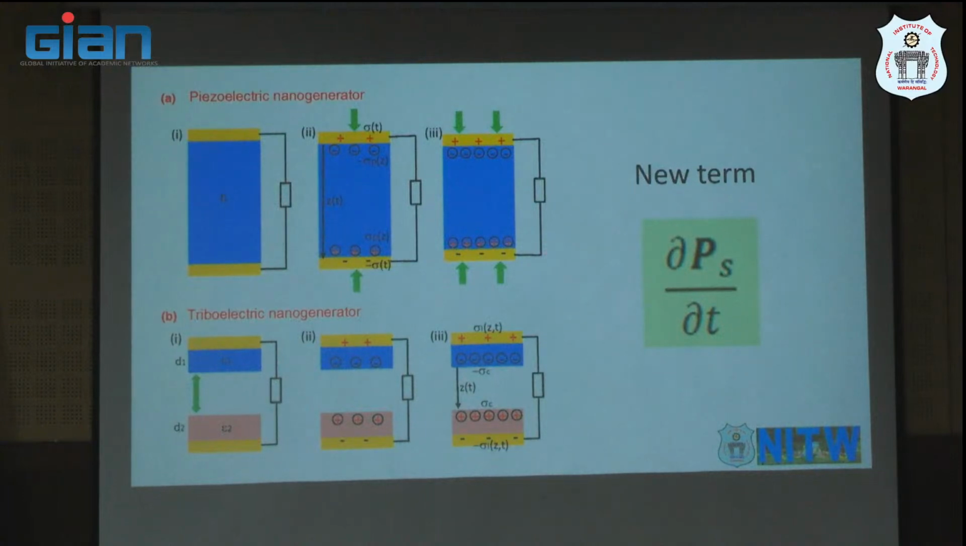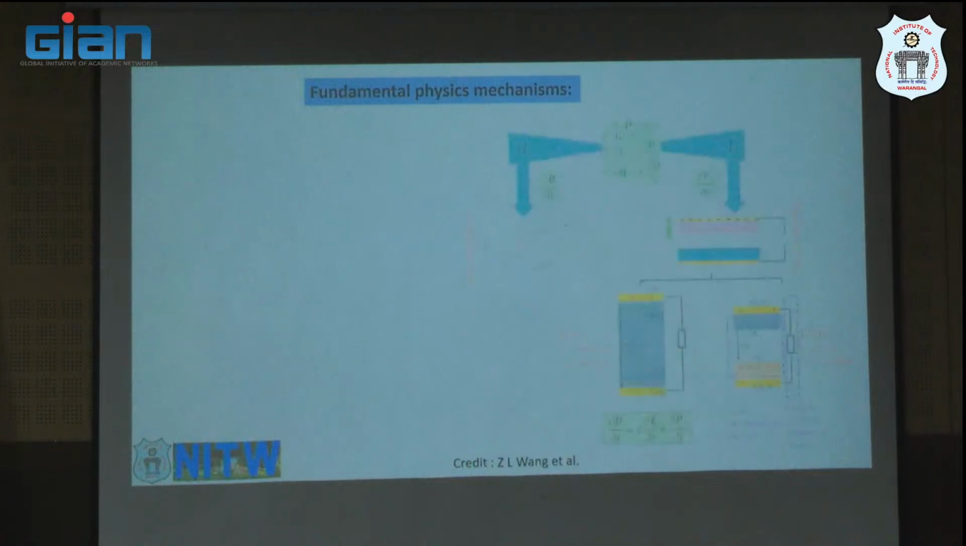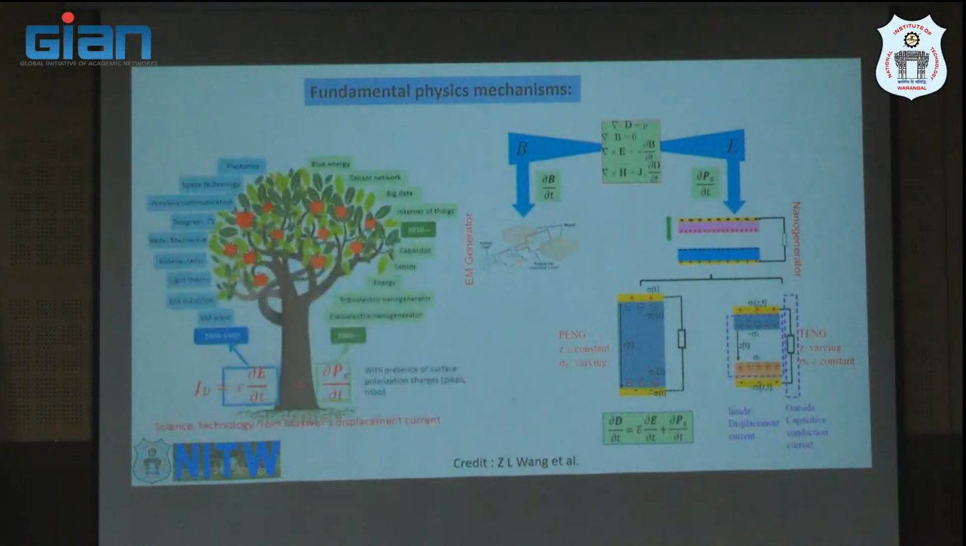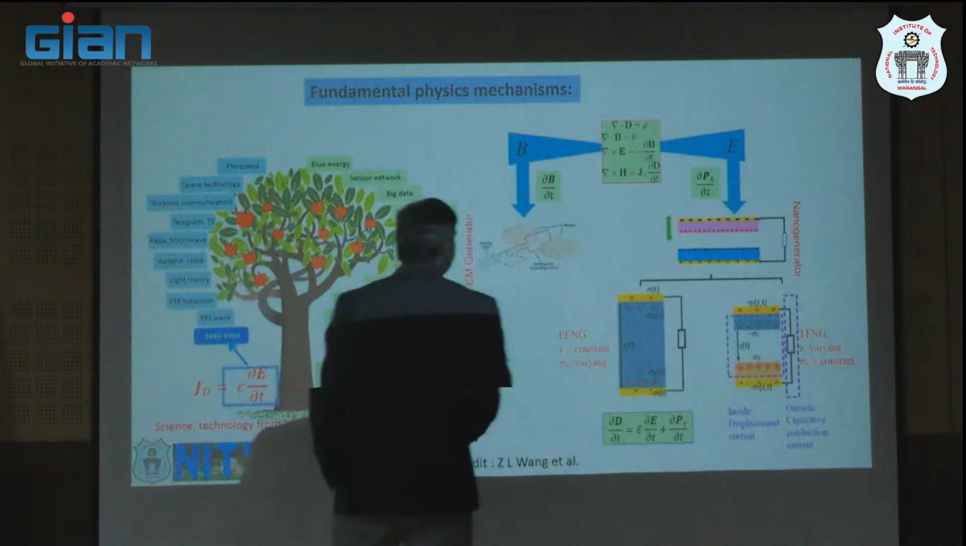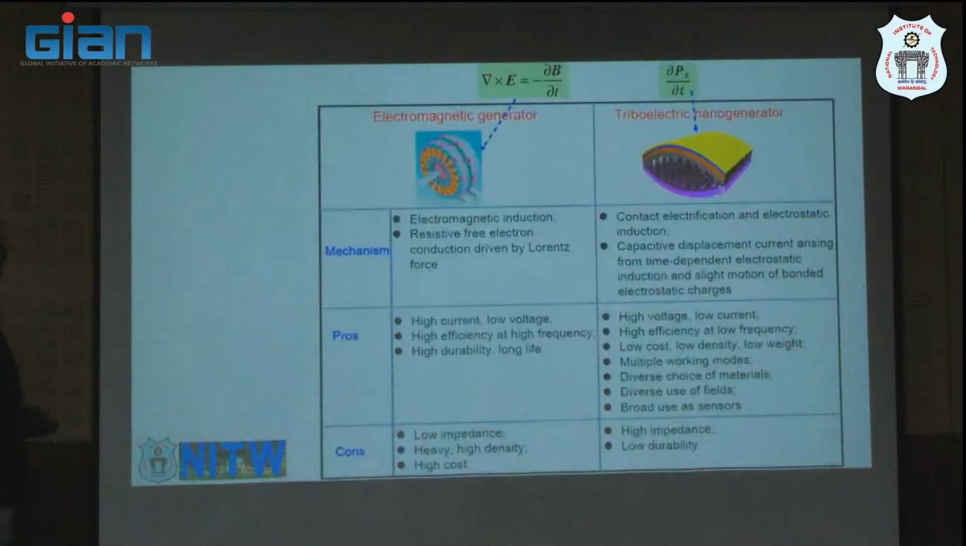This extra term should be added to Ampere-Maxwell's equation. So if you rewrite the equations, you are going to have something like this, where your displacement current will be ∂E/∂t, this comes from the capacitor, and ∂P_s/∂t comes from the nanogenerator. So this is the physics you need to understand if you want to understand triboelectric nanogenerators properly.